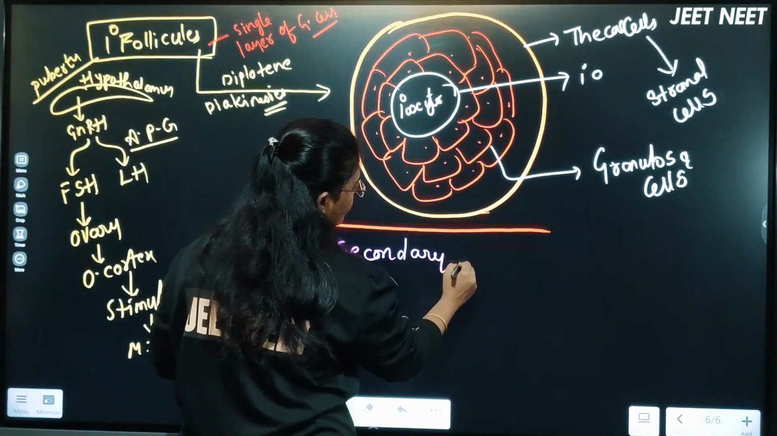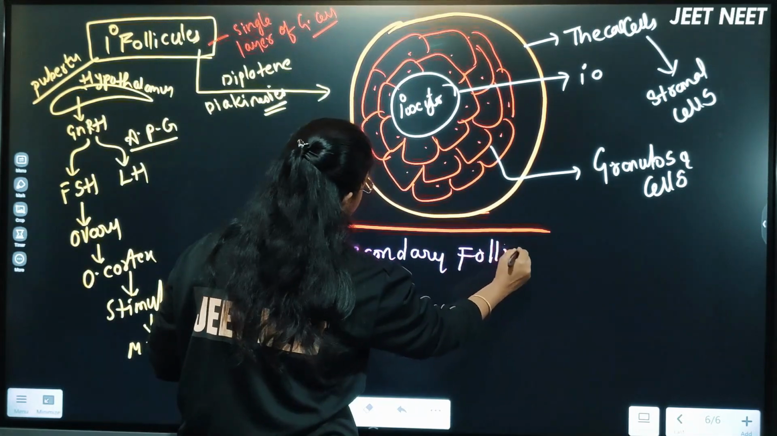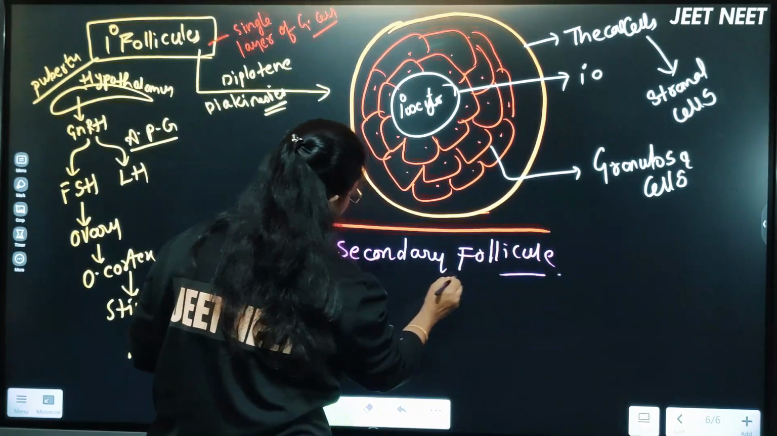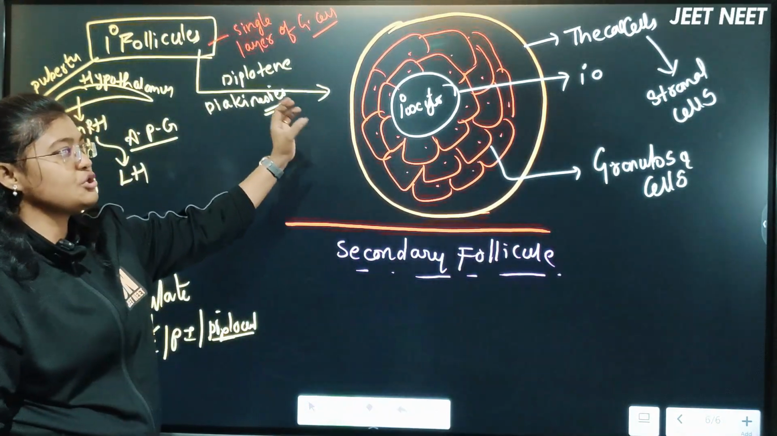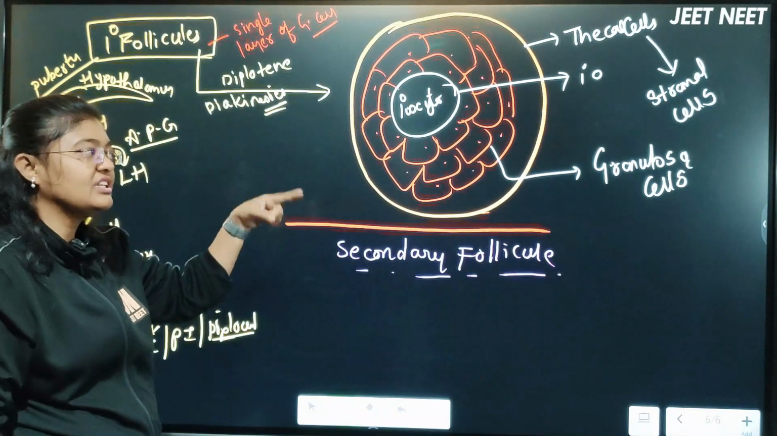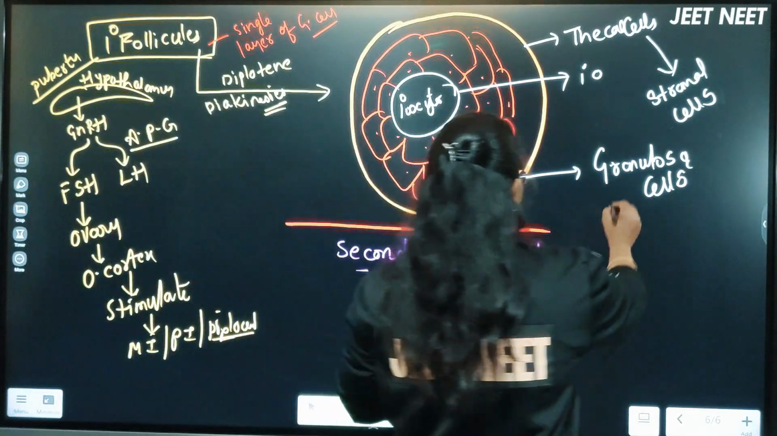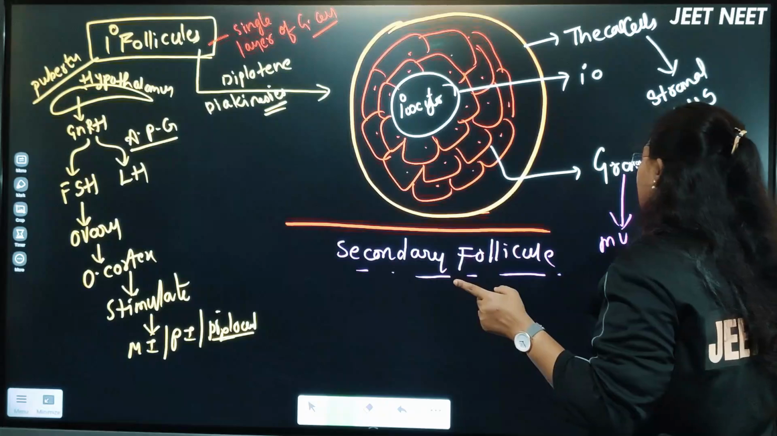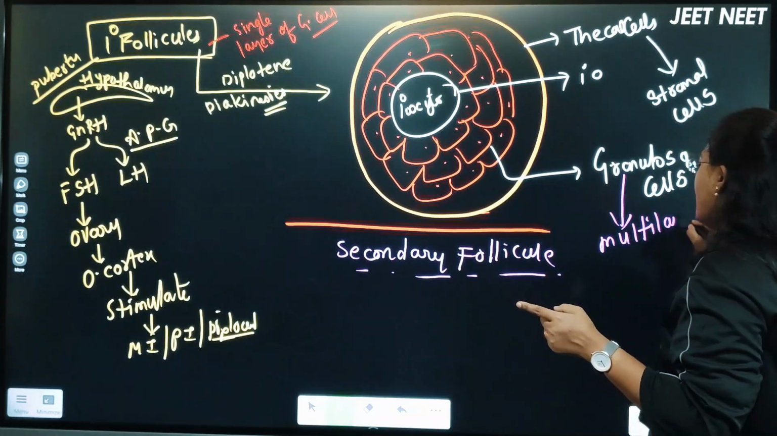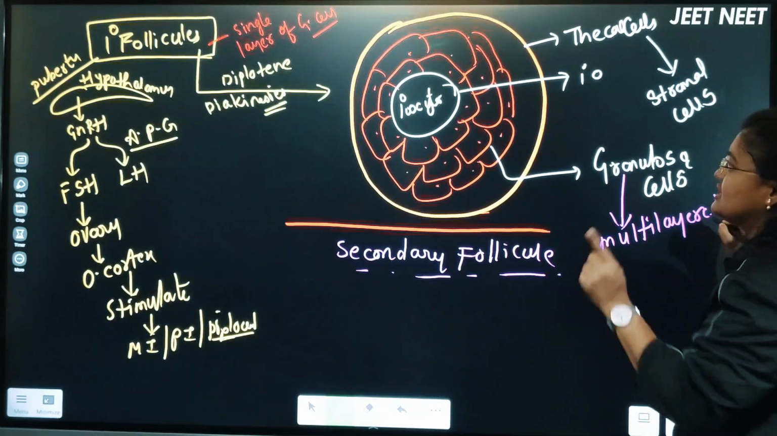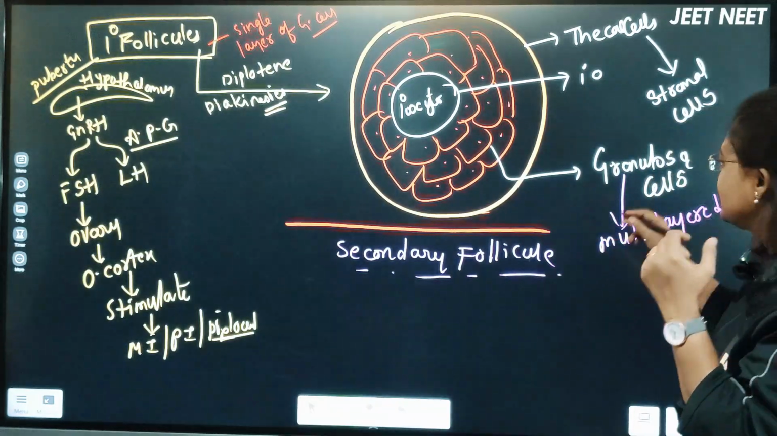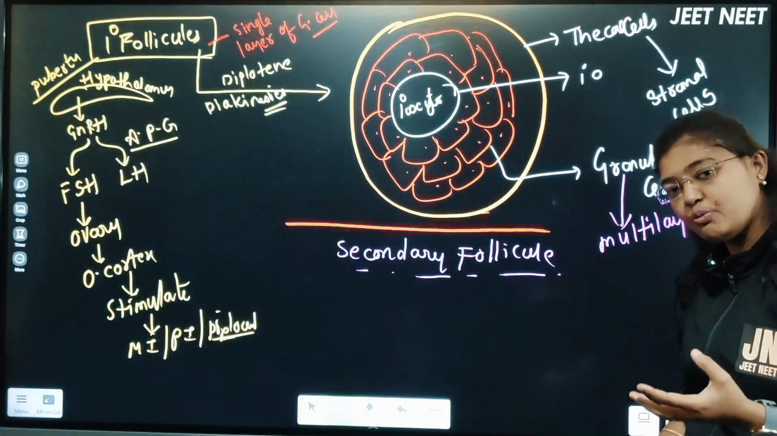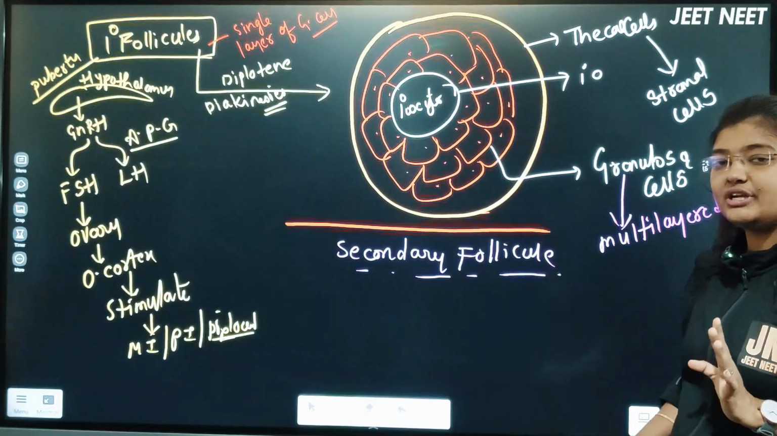Secondary follicle, right? If they ask you, this is important for your theory also. If they ask what the structure of a secondary follicle is: a primary oocyte surrounded by multi-layered granulosa cells, surrounded by the theca layer or theca cells. Theca cells are formed from which cells? Stromal cells.